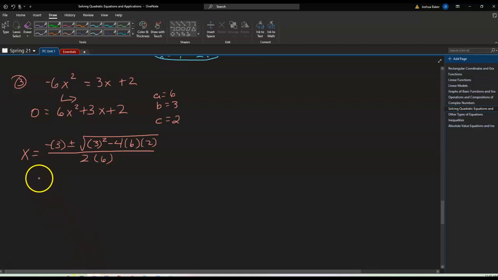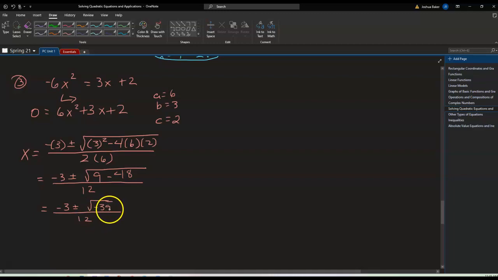So now it's arithmetic time. The opposite of 3 is a -3. If I square 3, I get 9. -4 times 6 is a -24, and -24 times a 2 is a -48. In the denominator, 2 times 6 is a 12. Underneath that square root, 9 minus 48 is a -39.